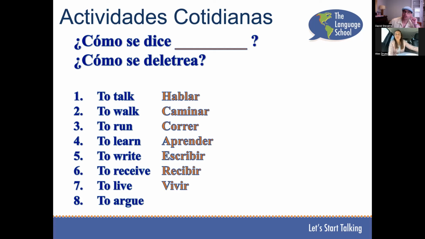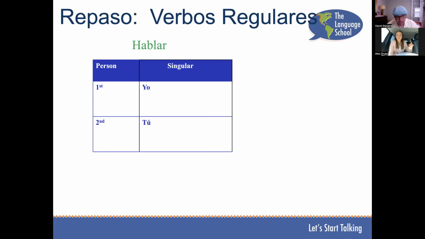¿Cómo se dice to argue? Discutir. ¿Cómo se deletrea? Discutir. D. I. S. C. U. T. I. R. Muy bien. Vamos a practicar los verbos hablar. ¿Qué significa hablar? Talk. Yo. ¿Y cómo se dice I talk?